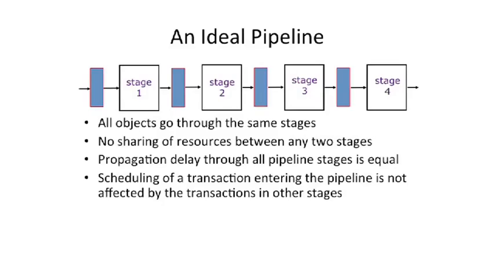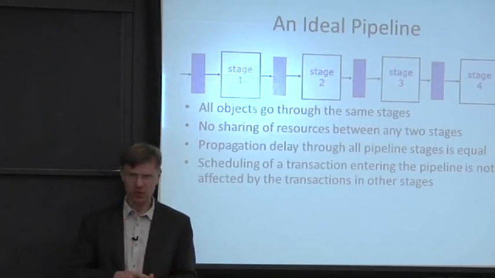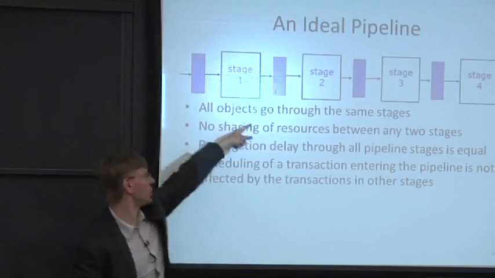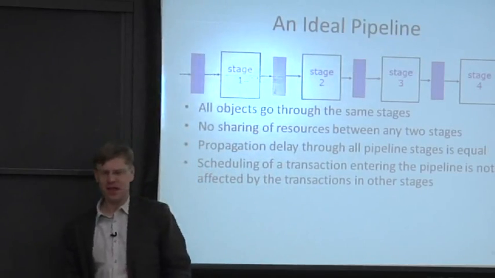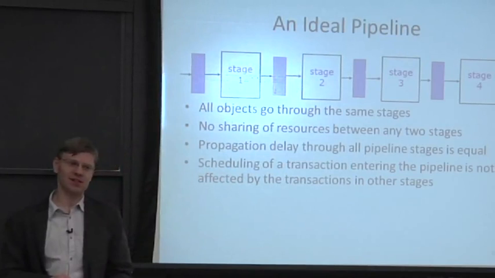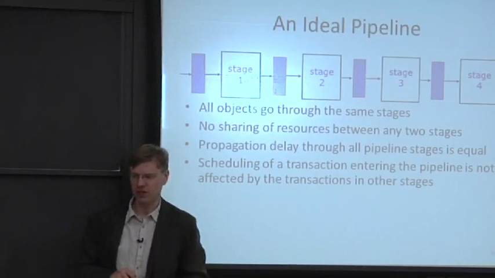So let's think about an idealized pipeline. I have a picture here of an idealized pipeline. What are some of the requisite conditions for an idealized pipeline? Well, first of all, all objects should go through all the stages. Here we have 4 stages in this pipeline, and there are no squiggly lines where things come out of the pipeline, go around the pipeline, or exit early. That doesn't happen in this diagram. So in an idealized pipeline, you want all of the objects to go through all the stages.